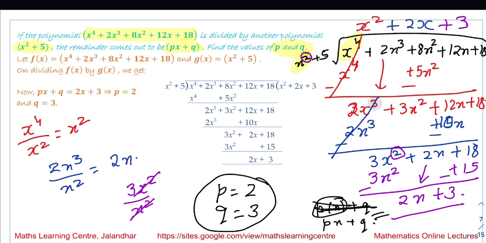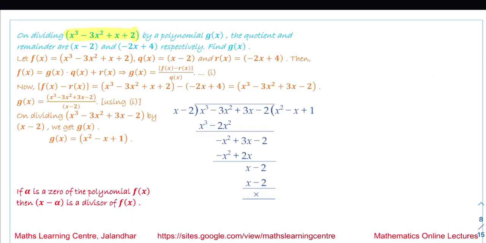Next is, on dividing the polynomial given to us by the polynomial g(x), the quotient and remainder are x minus 2 and minus 2x plus 4. We have to find g(x).